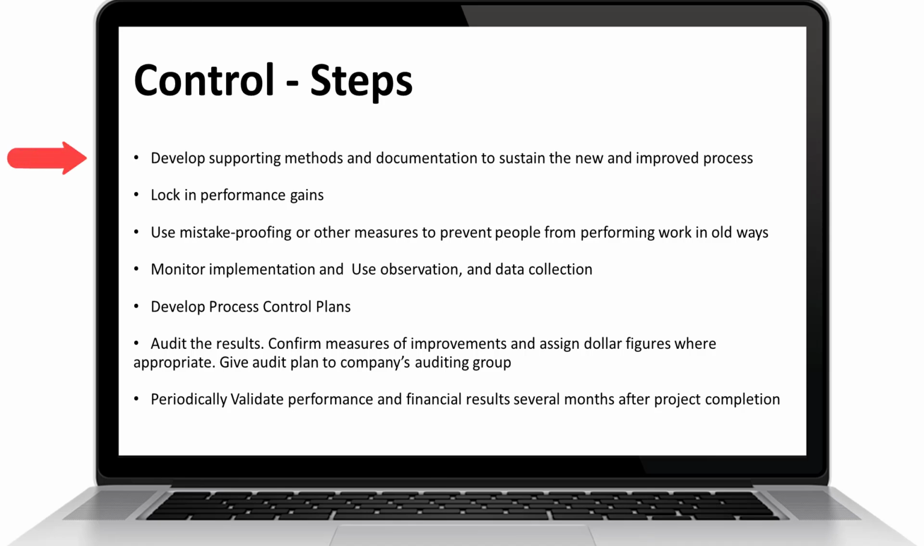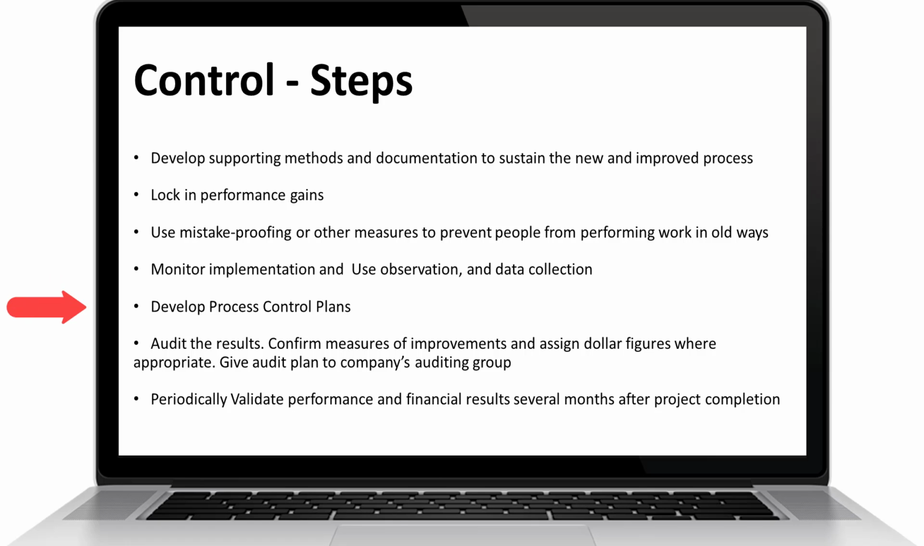Key steps in control phase. The first step is to develop supporting methods and documentation to sustain new and improved process. Second step, lock in performance gains. Use mistake proofing and other measures to prevent people from performing work in old ways. Step 3 is to monitor implementation and use observation and data collection.